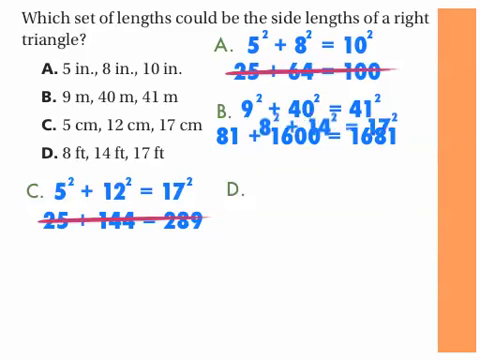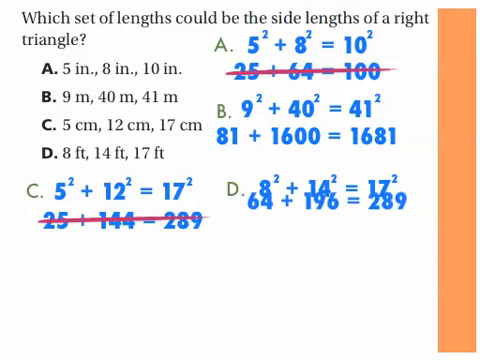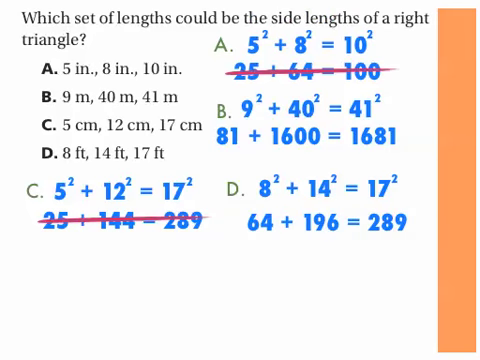And then D, 17 would have to be the hypotenuse, so we're going to have 8 squared plus 14 squared equals 17 squared. When you square them all, 64 plus 196 is not going to equal 289. So I am happy with my answer B. So my final answer is B, 9 meters, 40 meters, and 41 meters. Those three side lengths do form a right triangle.